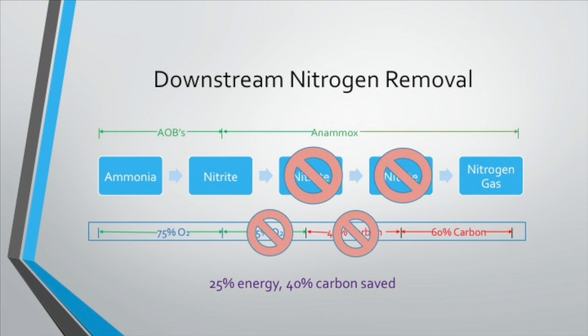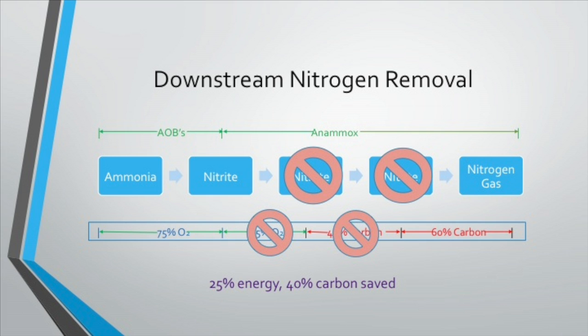To improve the sustainability of nitrogen removal, our downstream system uses both ammonia oxidizing bacteria, or AOBs, and anammox bacteria. The ammonia is first converted to nitrite by AOBs, and then the anammox remove the nitrogen in the form of nitrite from the water by converting it to nitrogen gas. This process saves 25% of the energy demands and 40% of the carbon demands of conventional biological nitrogen removal processes.